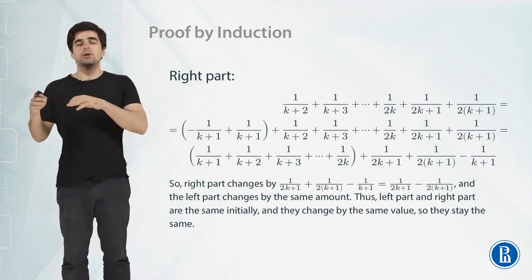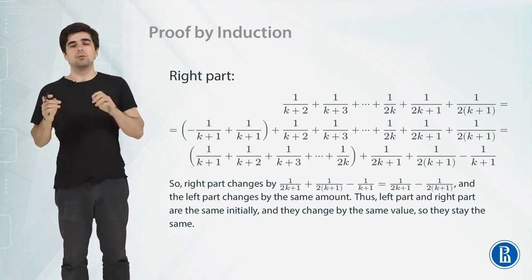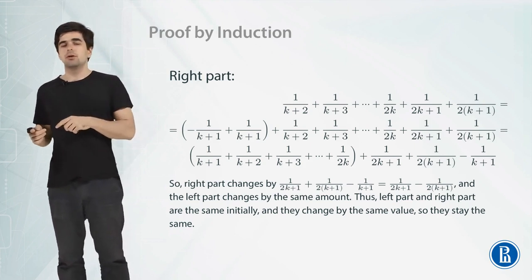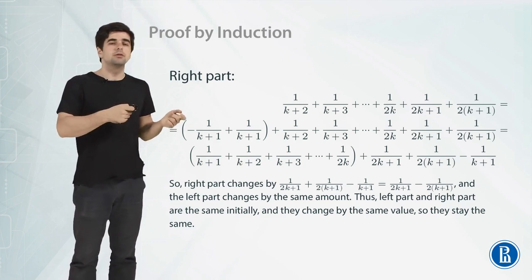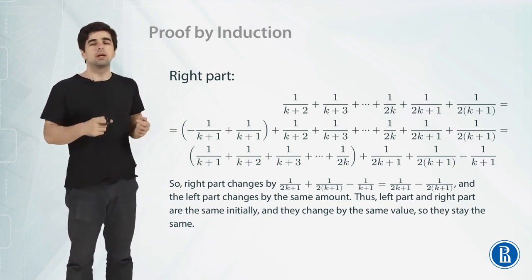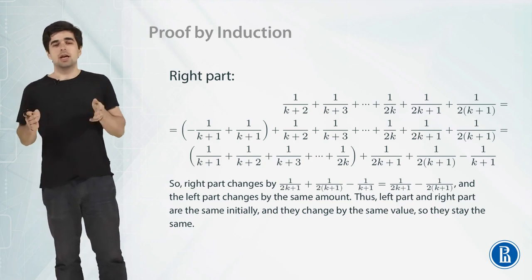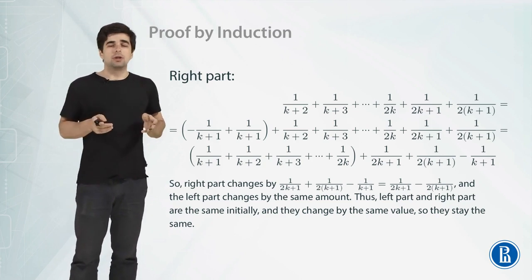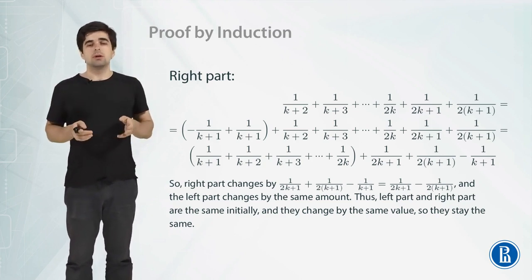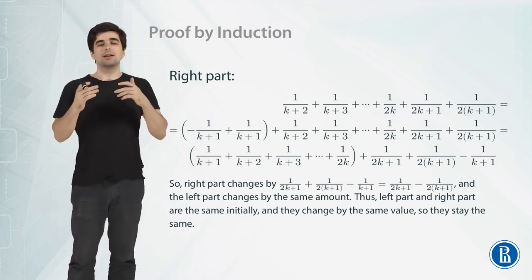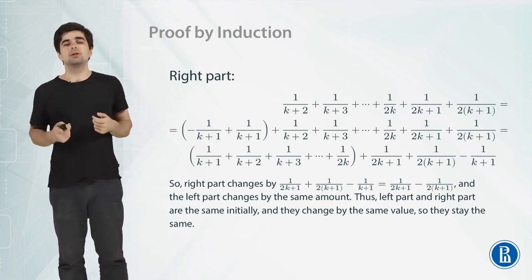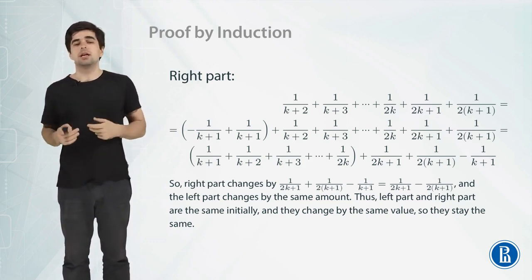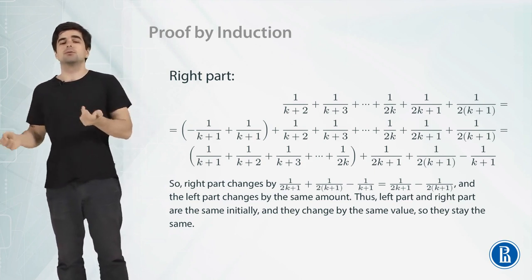2 of them are the 2 last summands for k plus 1. Those are 1 over 2k plus 1 plus 1 over 2 times k plus 1. And also there is this summand that we subtracted in the second line, 1 over k plus 1. So the right part changes by exactly these 3 last summands. 1 over 2k plus 1 plus 1 over 2 times k plus 1 minus 1 over k plus 1. And we can actually simplify this expression if we notice that 1 over 2 times k plus 1 minus 1 over k plus 1 is the same as minus 1 over 2 times k plus 1.